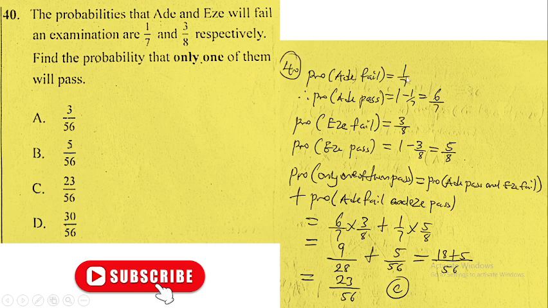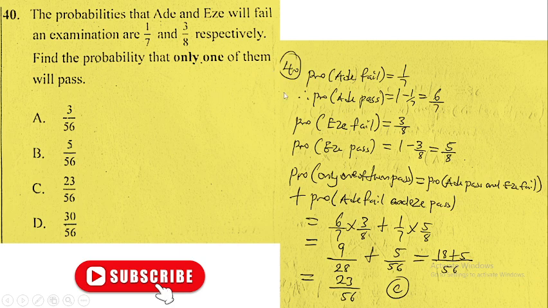So if the probability of failure is 1/7, then to get the probability of success, that will be 1 minus 1/7, which is 6/7. Also, if the probability that Eze fails is 3/8, then the probability that Eze passes is 1 minus 3/8, and that gives us 5/8. Then the probability that only one of them will pass will be the probability that Ade passes and Eze fails, or the probability that Eze passes and Ade fails. Those are the two ways in which it can happen.